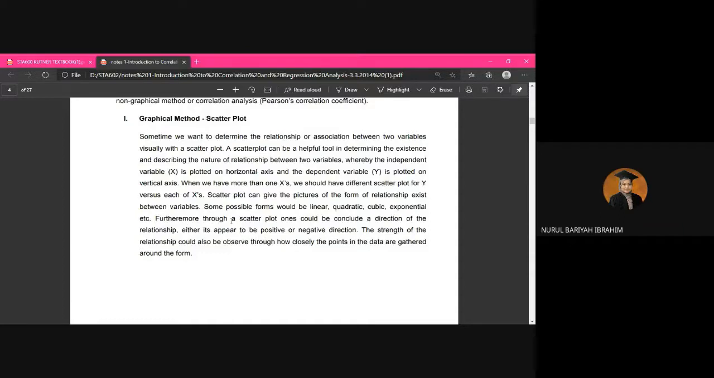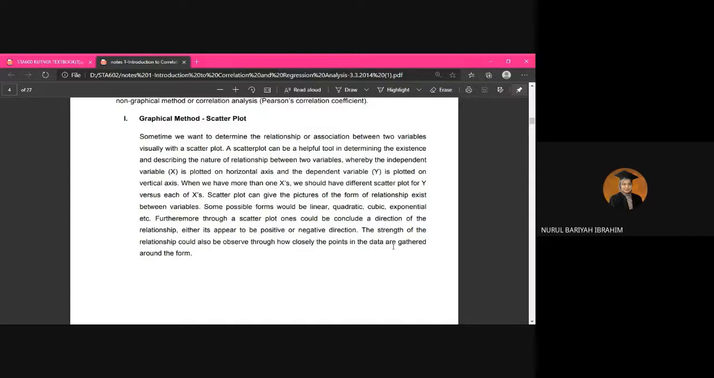Okay, furthermore, through a scatter plot, we also can conclude about the direction of the relationship, whether it appears to be a positive or negative direction. Okay, the strength of the relationship can also be observed through how closely the points in the data are gathered around the form. Okay, apa maksud positive relationship? That is when x increases, y also will increase. Okay, negative relationship pula, when x increases, y will decrease.